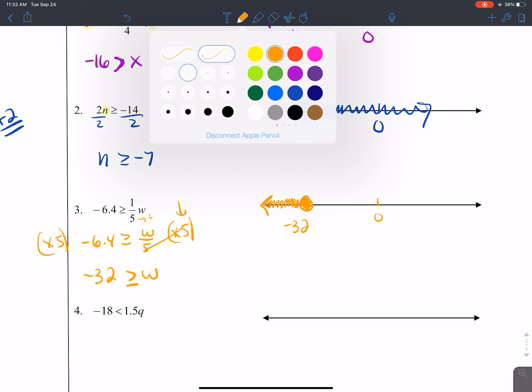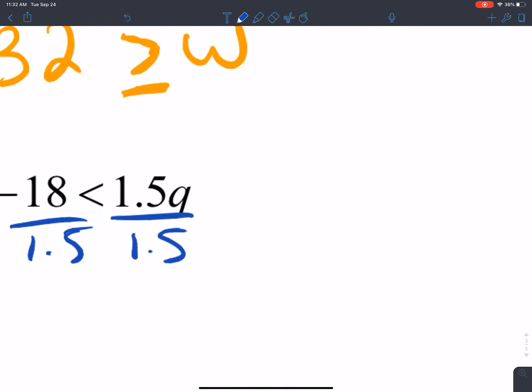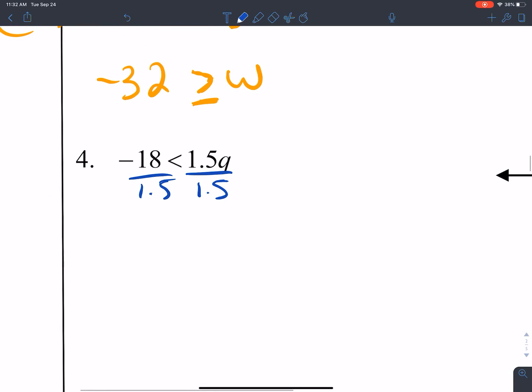Our last example here, we don't want Q to be multiplied by 1.5, so we would divide by 1.5. What we can see is we are dividing by a positive number. It is okay to divide or multiply by a positive. Nothing special happens there. So here we're left with Q, and negative 18 divided by 1.5 is negative 20. And it'd be okay to use a calculator for that if you needed to.